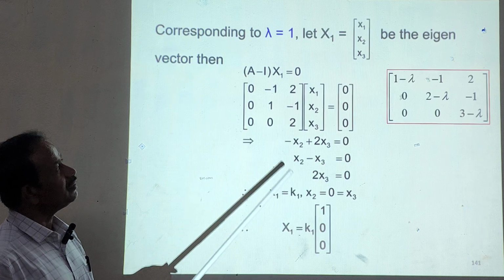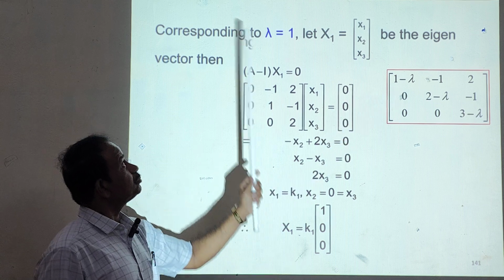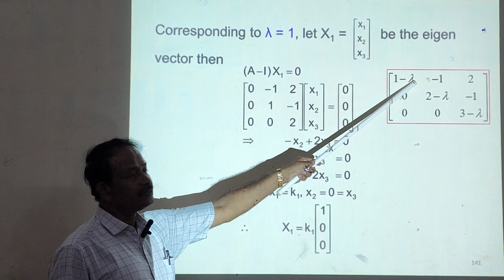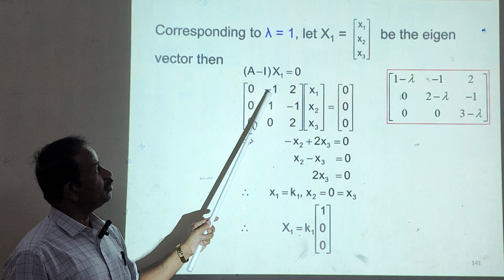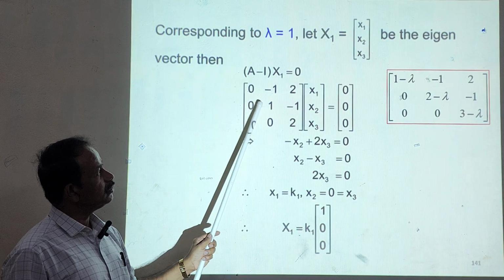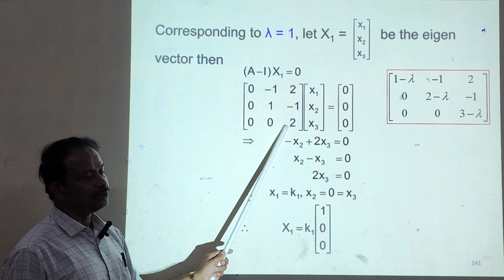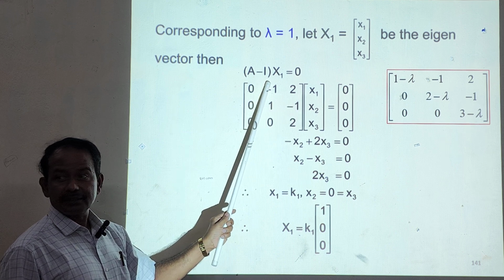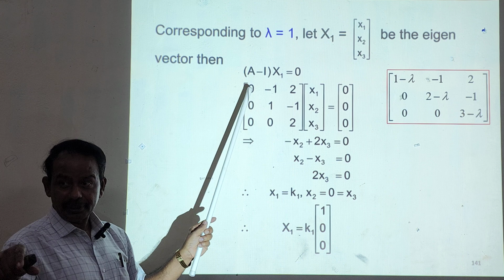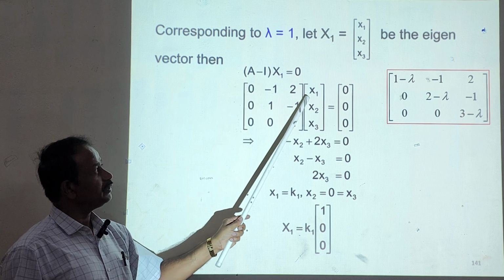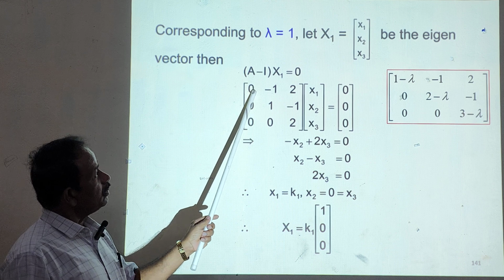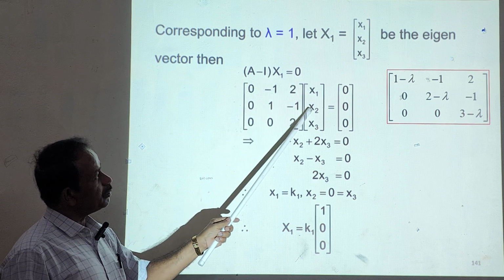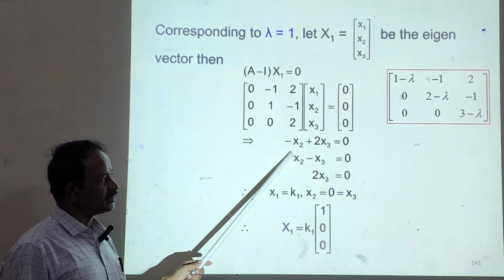So we have this equation, 1 minus lambda. You substitute lambda equal to 1 here. So when you substitute 1 here, you will have 1 minus 1, so 0. So we have the matrix 0, minus 1, 2; 0, 1 minus 1 = 0, 0; 0, 0, 2. A minus lambda I times X1 equal to 0, correct? So we have x1, x2, x3 and 0, 0, 0 here. Now this multiplied by this will give us this equation.